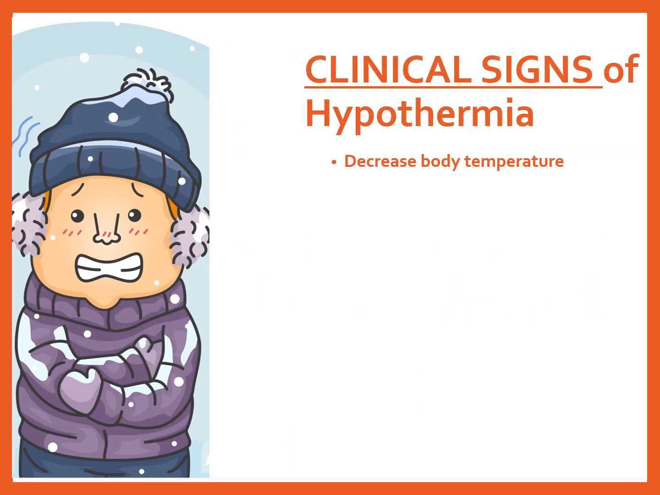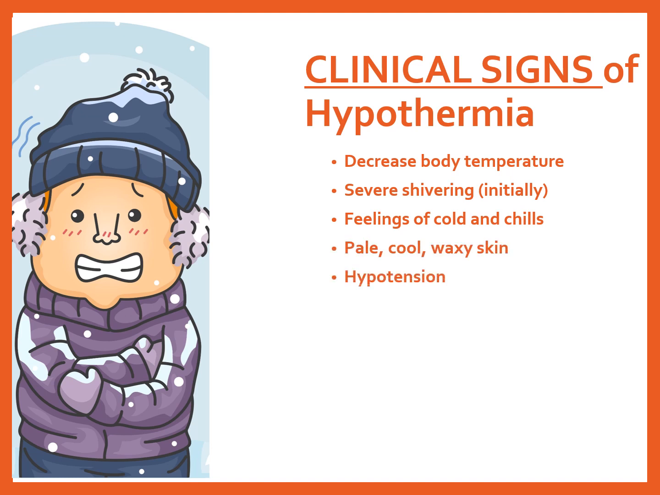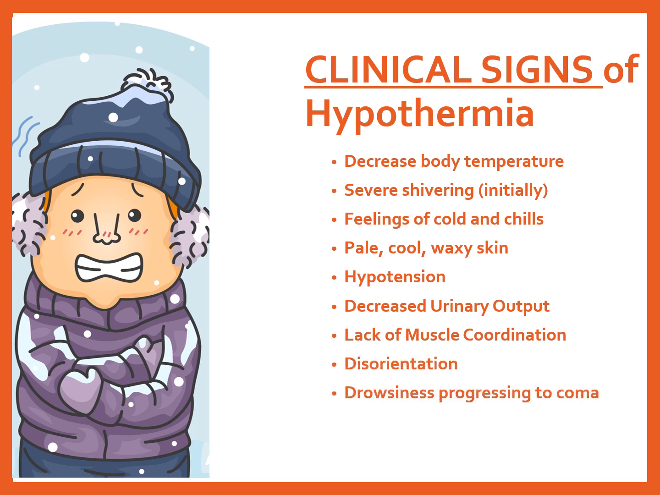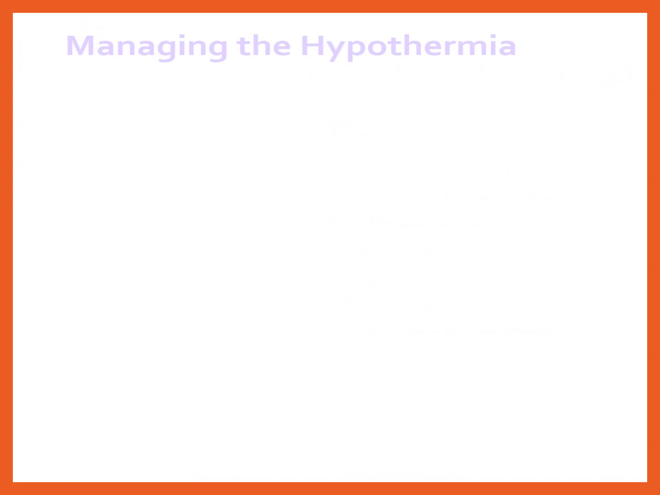So what are the clinical signs of hypothermia? There's a decreased body temperature, severe shivering initially, feelings of cold and chills, pale, cool, waxy skin, hypotension, decreased urinary output, lack of muscle coordination, disorientation, and drowsiness progressing to coma.